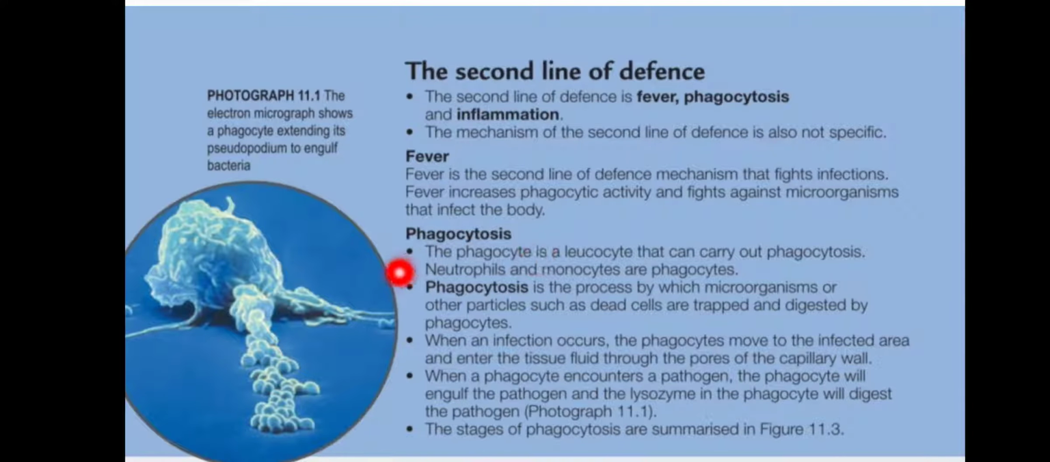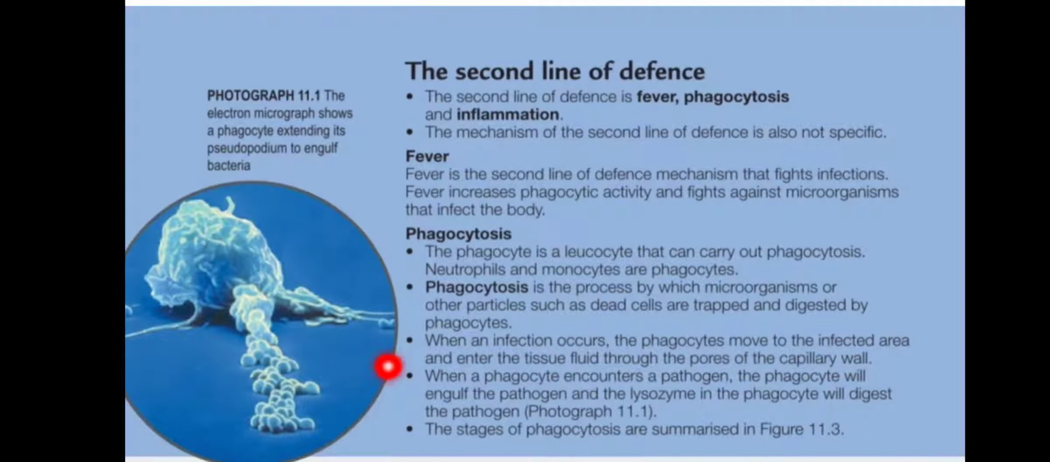Seterusnya adalah phagocytosis. The phagocyte is a leukocyte. Leukocyte, kita punya sel darah putih, white blood cell, that can carry out phagocytosis. Neutrophils and monocytes are phagocytes. Phagocytosis is the process which microorganisms or other particles such as dead cells are trapped and digested by phagocytes. When an infection occurs, the phagocytes move to the infected area and enter the tissue fluid through the pores of the capillary wall.